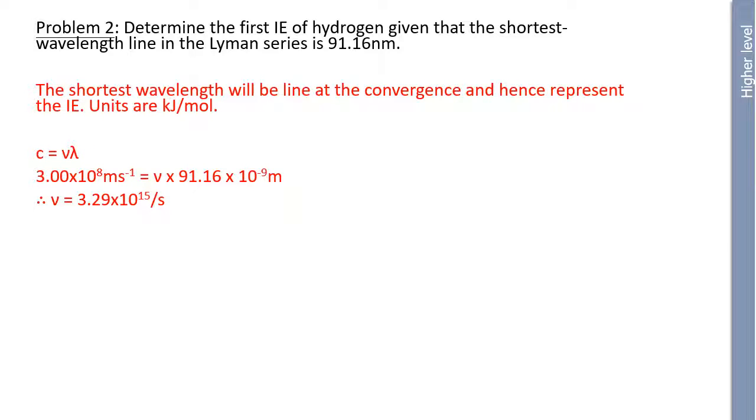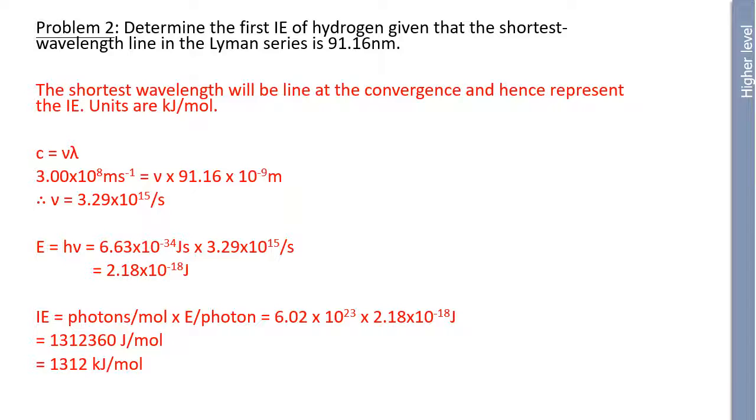So again, using the correct equation, we're going to start off with c equals nu lambda. Because we have the wavelength, you can then find nu, which is 3.29 times 10 to the 15 seconds to the minus 1. Then you look into the second equation now that you have nu. Using the numbers, you end up with the energy being 2.18 times 10 to the negative 18 joules.